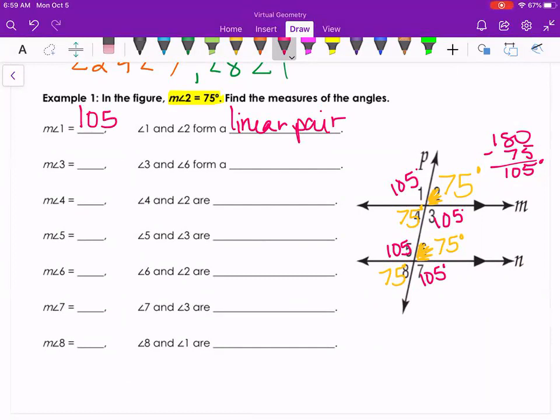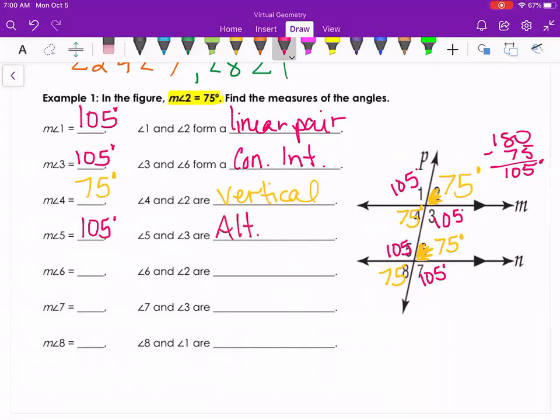Angle 3 is also 105 out of our picture. Angles 3 and 6 form a... they're on the same side and inside. So these are consecutive interiors. All right, angle 4 on my picture is 75. 4 and 2, forgot my little degree bubbles here. 4 and 2 are vertical angles. Angle 5 is also 105 degrees. 5 and 3, alternate interiors.